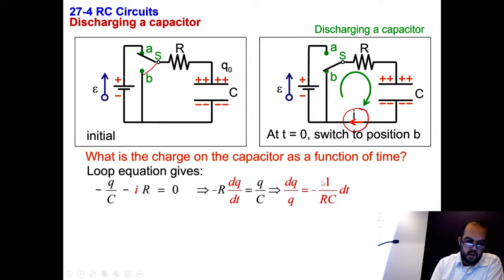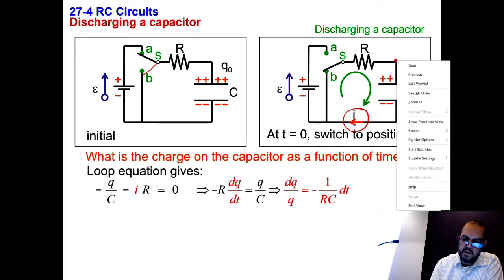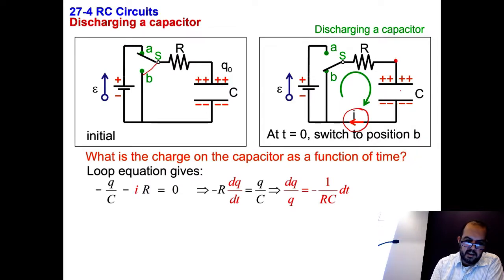So let's write the loop equation. Let's start at this point. We're going through the capacitor, so the potential is Q over C, and we're going through the positive terminal of the capacitor, so the potential decreases. That's why I have a negative sign. Then I go through the resistor in the same direction as the current, so minus Ri is equal to, I went back to the same point, so this is equal to 0.